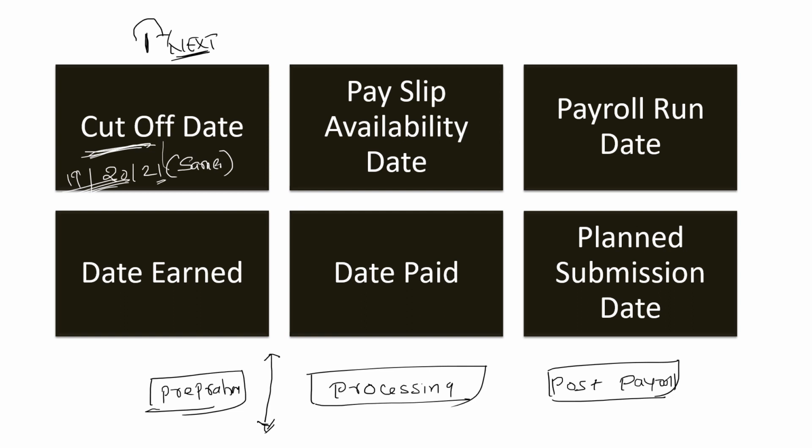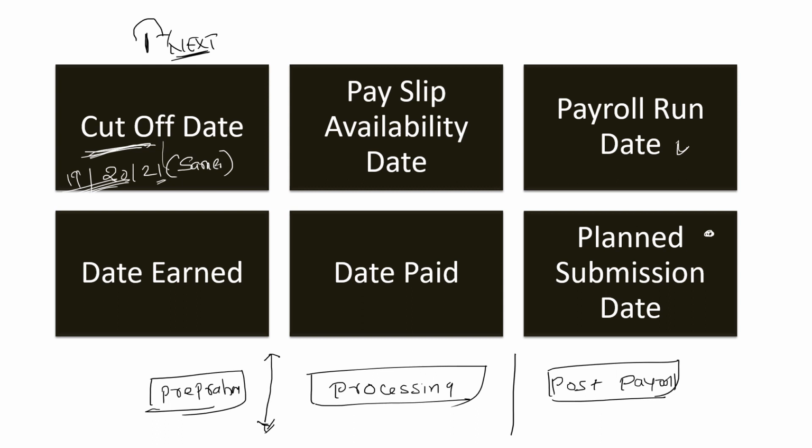Second is my processing part. So the processing part is that when I am going to run the payroll, which falls as a part of my processing stages, that need to be defined properly so that each and every aspect is clear. Another aspect is the planned submission date. What does it mean?